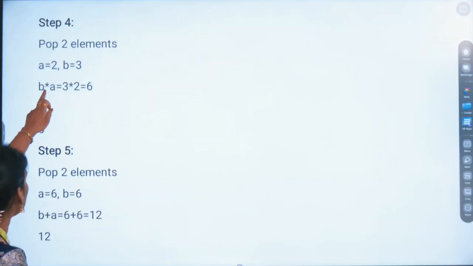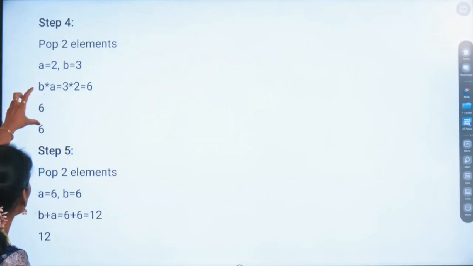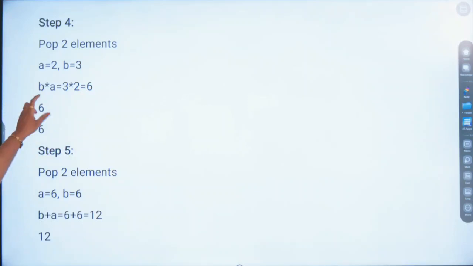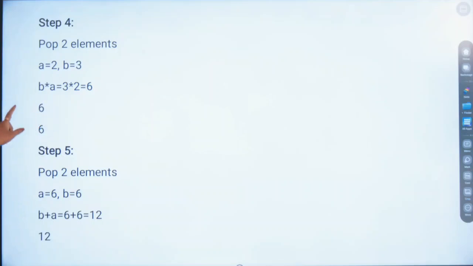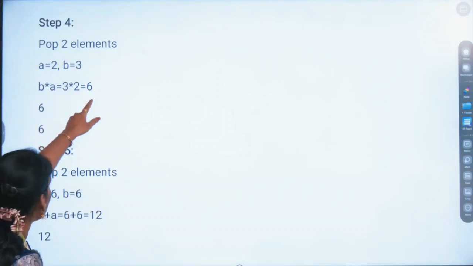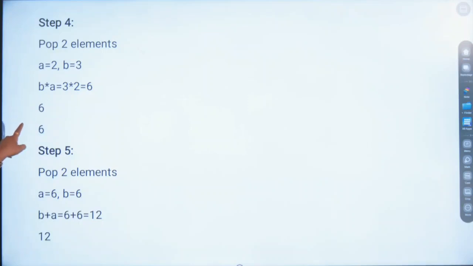Here we have a multiplication operator. The top 2 elements are 3 and 2. Multiply them with the operator, so you will get the result as 6. After getting the result, you have to push it onto the stack.